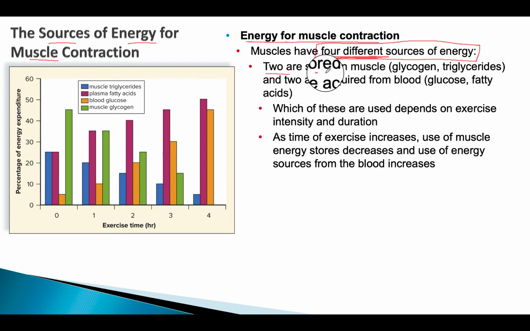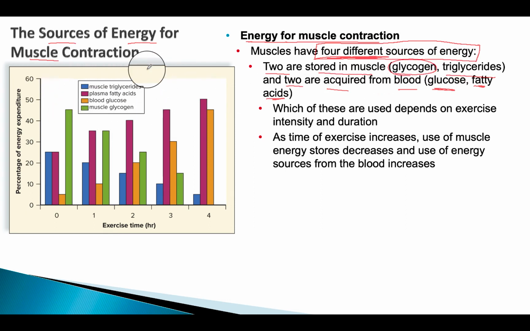2 of them are stored in the muscle itself. This is your glycogen. Do you still remember your glycogen? The storage form of glucose, right here. And you also have what is known as your triglycerides. The other 2 are acquired from the blood. This is glucose and also your fatty acids. So that's where the 4 sources of energy are going to come from.